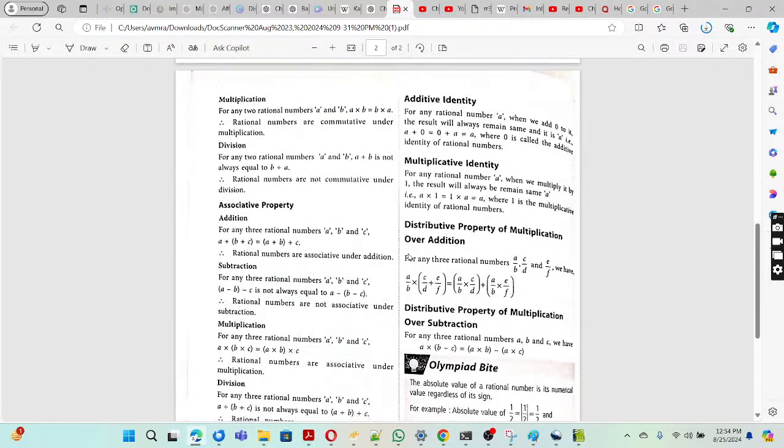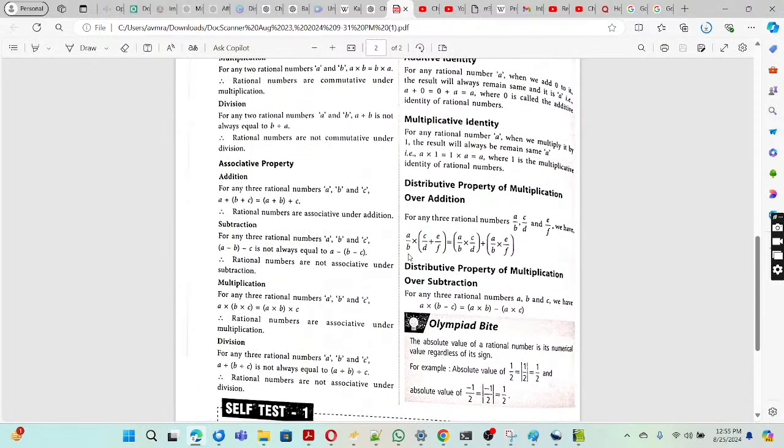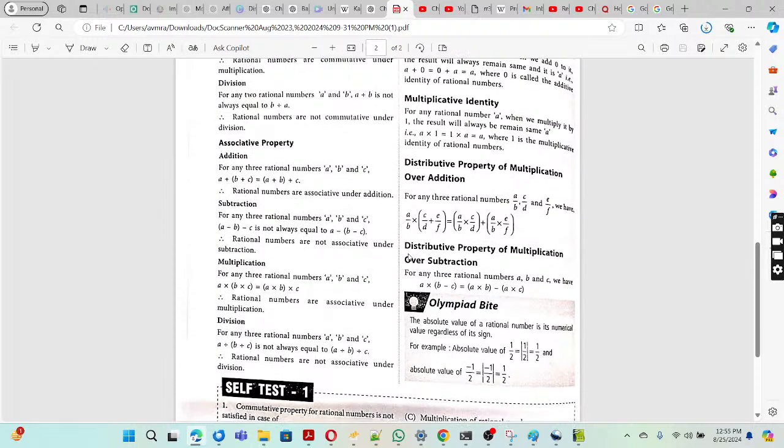So let us see the distributive property of multiplication over addition. For any three rational numbers a by b, c by d, and e by f, a by b into (c by d plus e by f), then this a by b can be brought inside: a by b into c by d plus a by b into e by f. This is the distributive property of multiplication over addition. And the distributive property of multiplication over subtraction: a by b into (c minus e) equals a into b minus a into c. Remember these brackets.